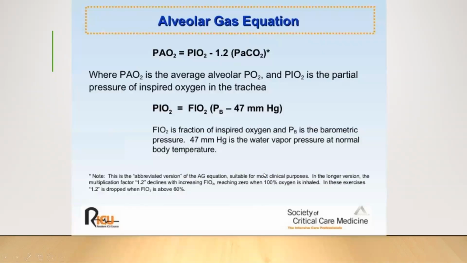So for alveolar ventilation, it is FiO2 times the barometric pressure, which is usually 760, minus 47, then becomes 713 times the FiO2. And then minus 1.2, which is actually 1 divided by the respiratory quotient, times the PaCO2. Then we can decide on the PaO2 of the patients.